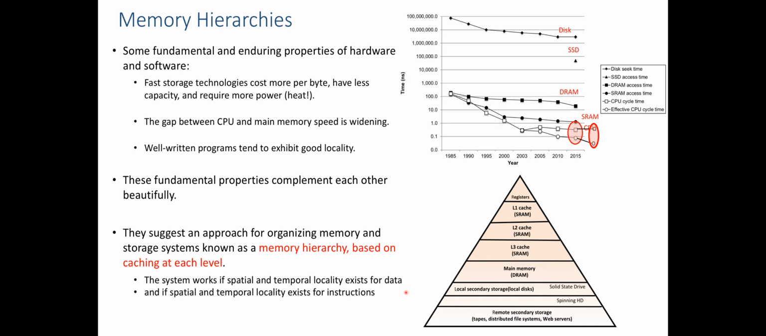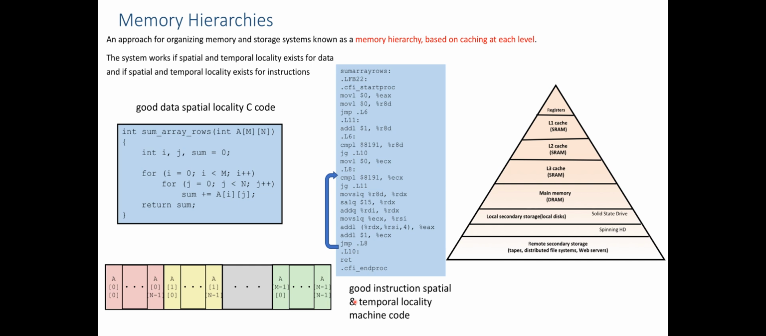The system works well using this hierarchy if we have good spatial and temporal locality, both for data and for the instructions. So let's have a look at this example, sum array rows. We had decided that in general this has good spatial locality. This is the C code. This is the corresponding assembly code. So this is the set of instructions for this code. And this is that loop going on. This is where we tend to have that temporal locality.